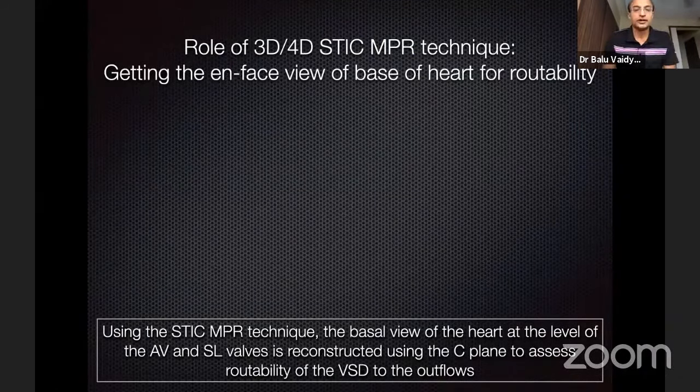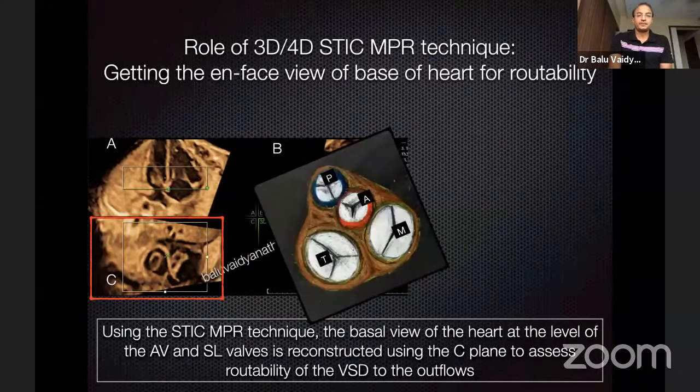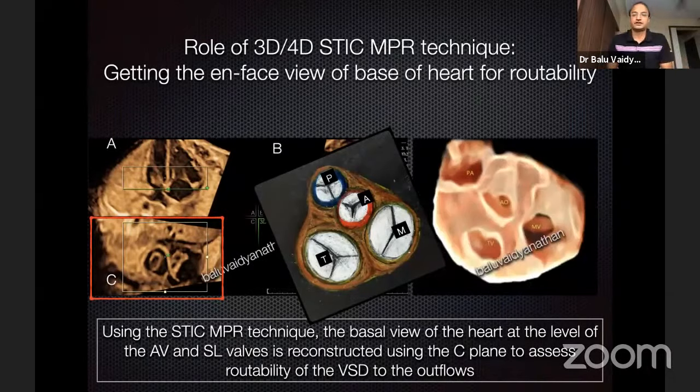Now, the view to get this is again the 3D 4D STIC technique, the en-face view of the base of the heart. The plane which we use is the C plane here. In the C plane, we get this picture, where we see the relationship of the various valves, and this is a normal relationship here. The aortic valve is between the tricuspid and mitral, and there is an aortomitral continuity. And this is a picture which I showed yesterday. The aorta and the mitral valve are close to each other.